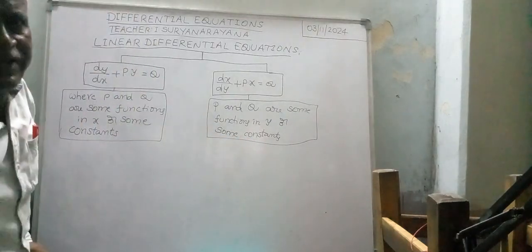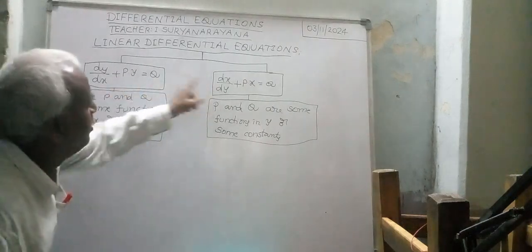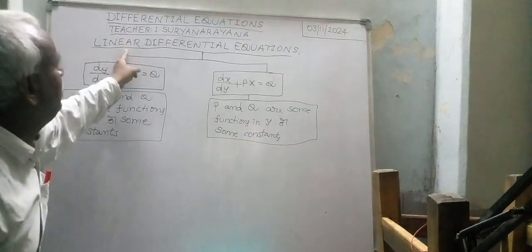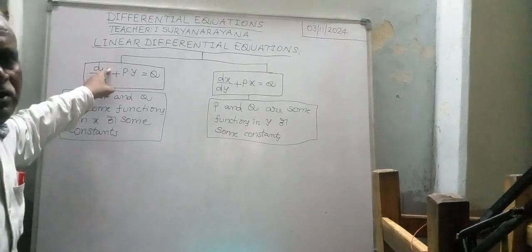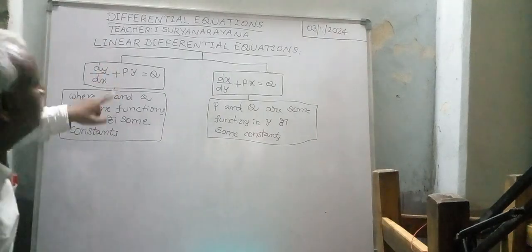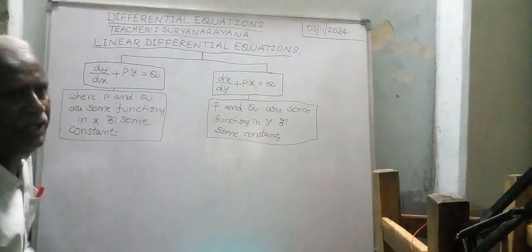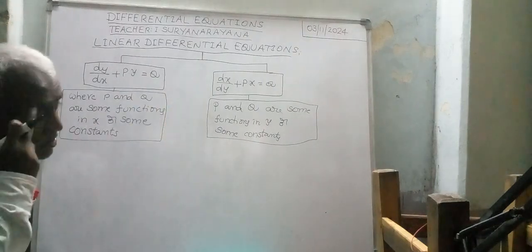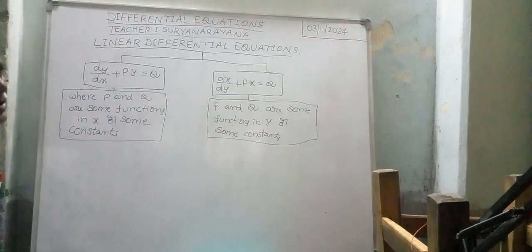So in this exercise, we are going to solve these two types of differential equations. These are said to be linear differential equations because the degree is 1 and the order is also 1. This is first order, first degree. So these are two types of linear differential equations. We are going to solve these two types of differential equations.